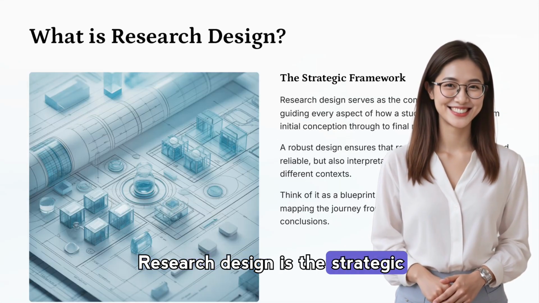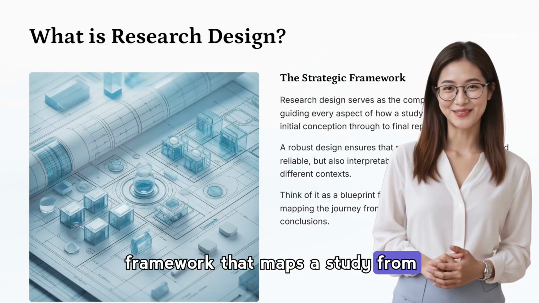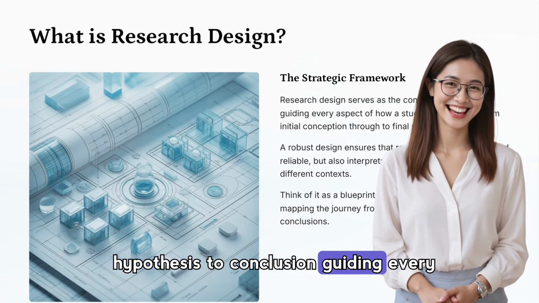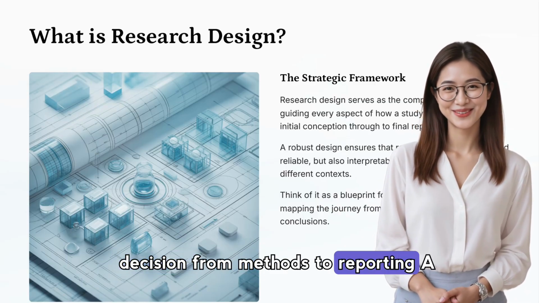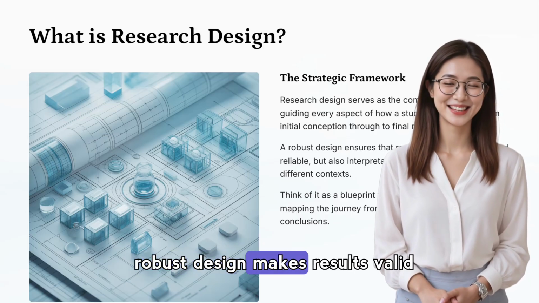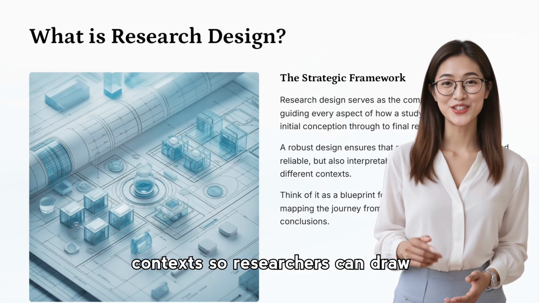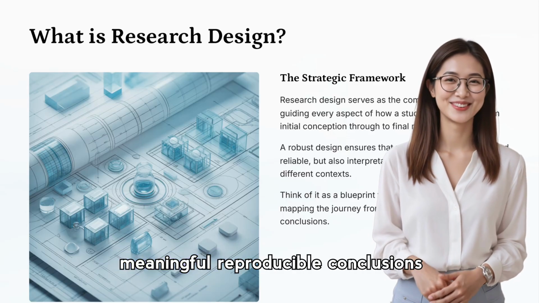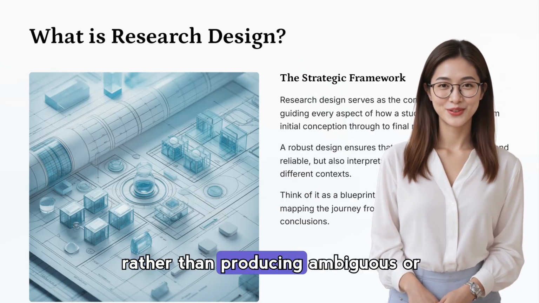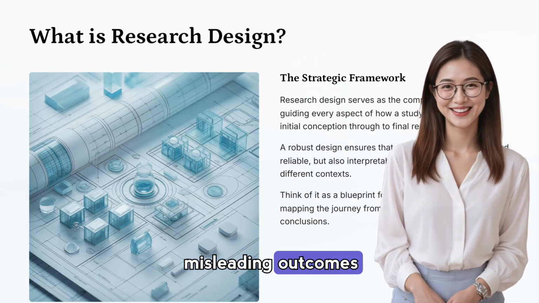Research design is the strategic framework that maps a study from hypothesis to conclusion, guiding every decision from methods to reporting. A robust design makes results valid, reliable, and interpretable across contexts, so researchers can draw meaningful, reproducible conclusions rather than producing ambiguous or misleading outcomes.